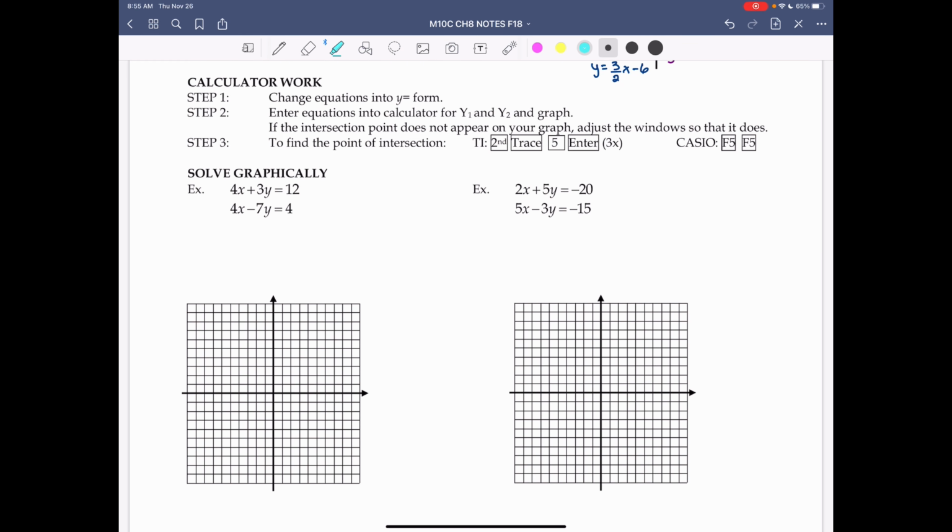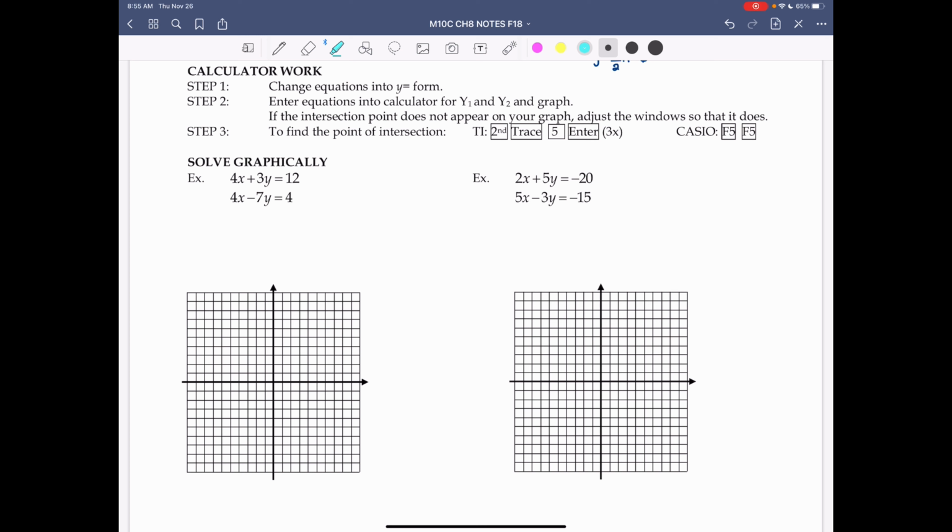Next, using our calculators to solve systems graphically. So first step is to change the equations into y = form. In order to graph them in our graphing calculators, they have to be in that form. Step 2 is to enter the equations into the calculator for y1 and y2 and then graph. If the intersection point does not appear on your graph, you're going to have to adjust the windows so that you can see the point where the two graphs intersect. And then step 3, to find the point of intersection, you're going to do for a TI second trace 5 and then hit enter 3 times. For a Casio, you do F5, F5.